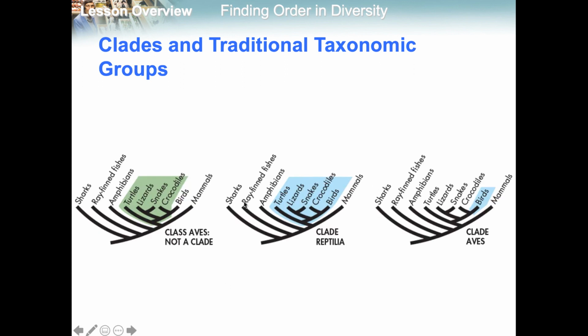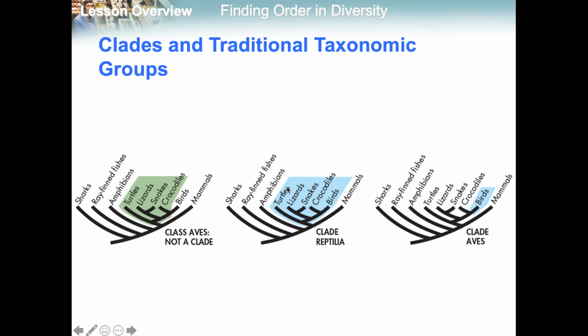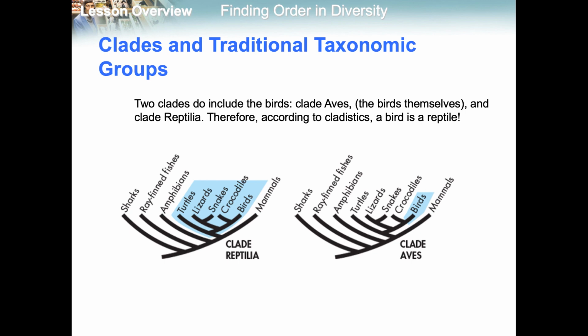Because here, as you can see, this is class Aves. Aves is bird. This is not a clade. Clade Reptilia includes the birds, and then the clade Aves also includes birds on its own. Birds and reptiles share a common ancestor, but it doesn't fit into the Linnaean class Reptilia. I hope that helps you understand. It's not monophyletic. So while 2 clades do include birds, clade Aves, the birds themselves, and clade Reptilia, according to cladistics, a bird is a reptile.